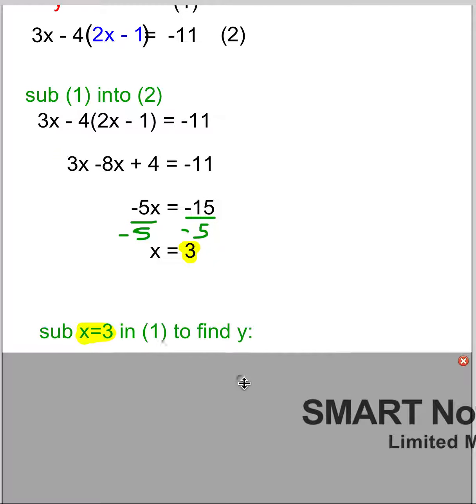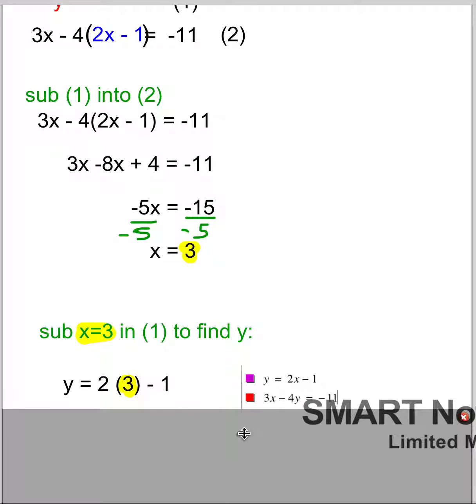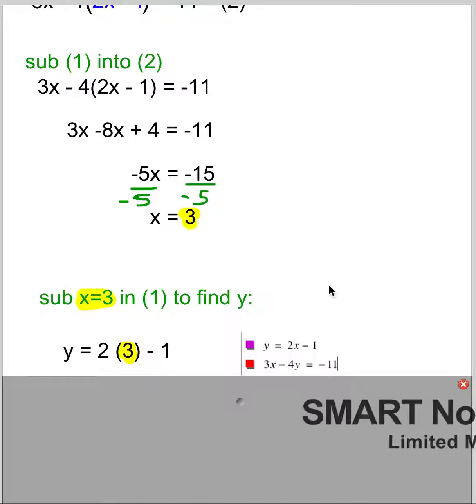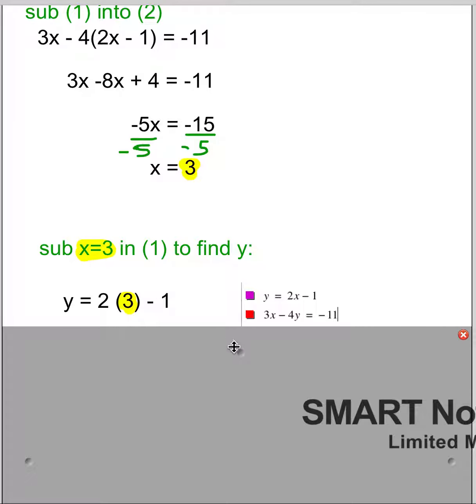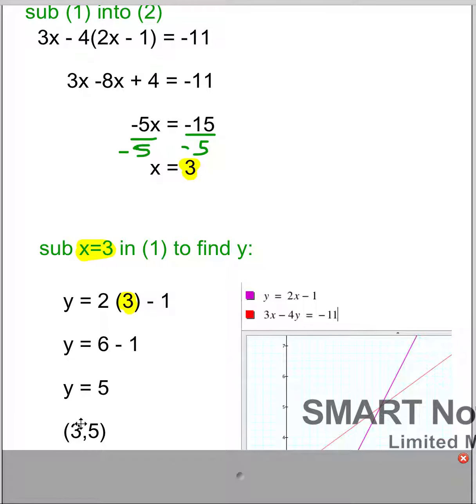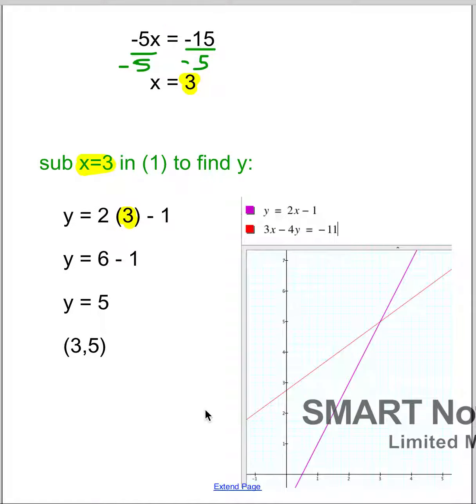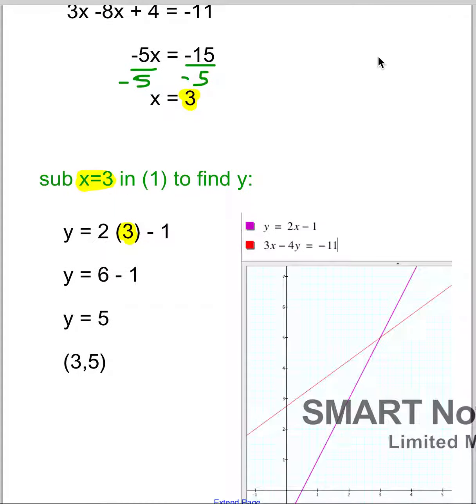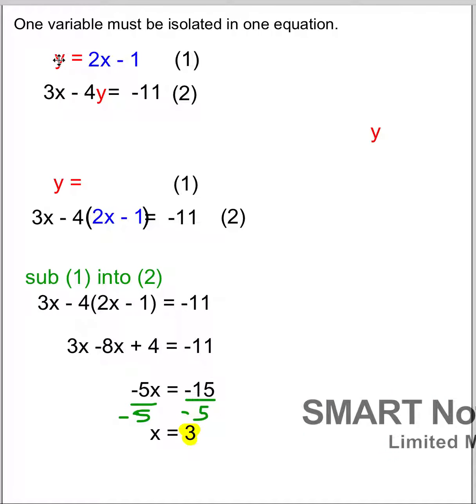So the simpler one to use is the first one. So y equals 2x minus 1 becomes 2 times 3 minus 1, which is 6 minus 1, which is 5. So there's the ordered pair, the answer. 3 comma 5, x is 3, y is 5. And just to sort of confirm it, here's a graph to show us those two lines where they intersect is indeed 3, 5.